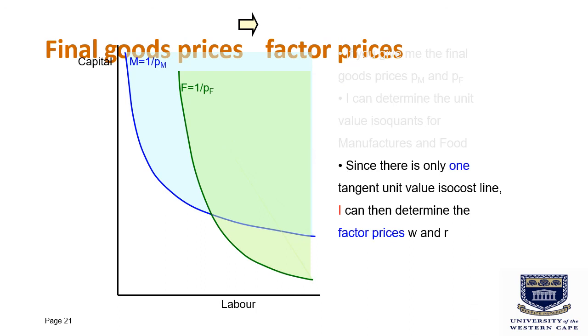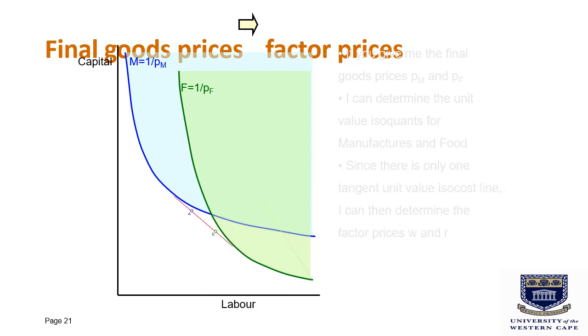What do we also know? We also know the point of tangency can only occur in one place. So that's why we draw in this tangent line that goes through A and B. So you're given the isoquants, and now you know we're working with unit value isoquants and a unit value isocost line which is equal to 1. That forces the graph to be tangent only at points A and B. Once you determine A and B, you can then work out what the wage and the rental rate are.